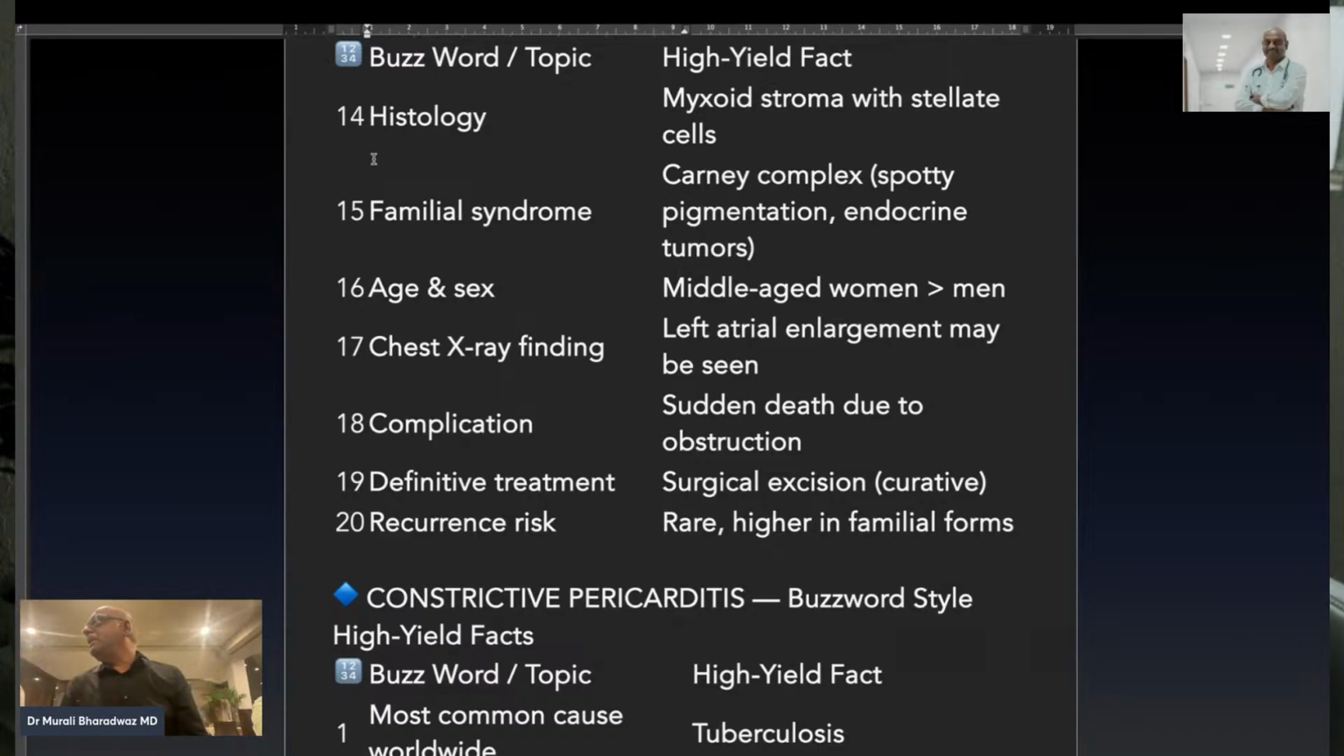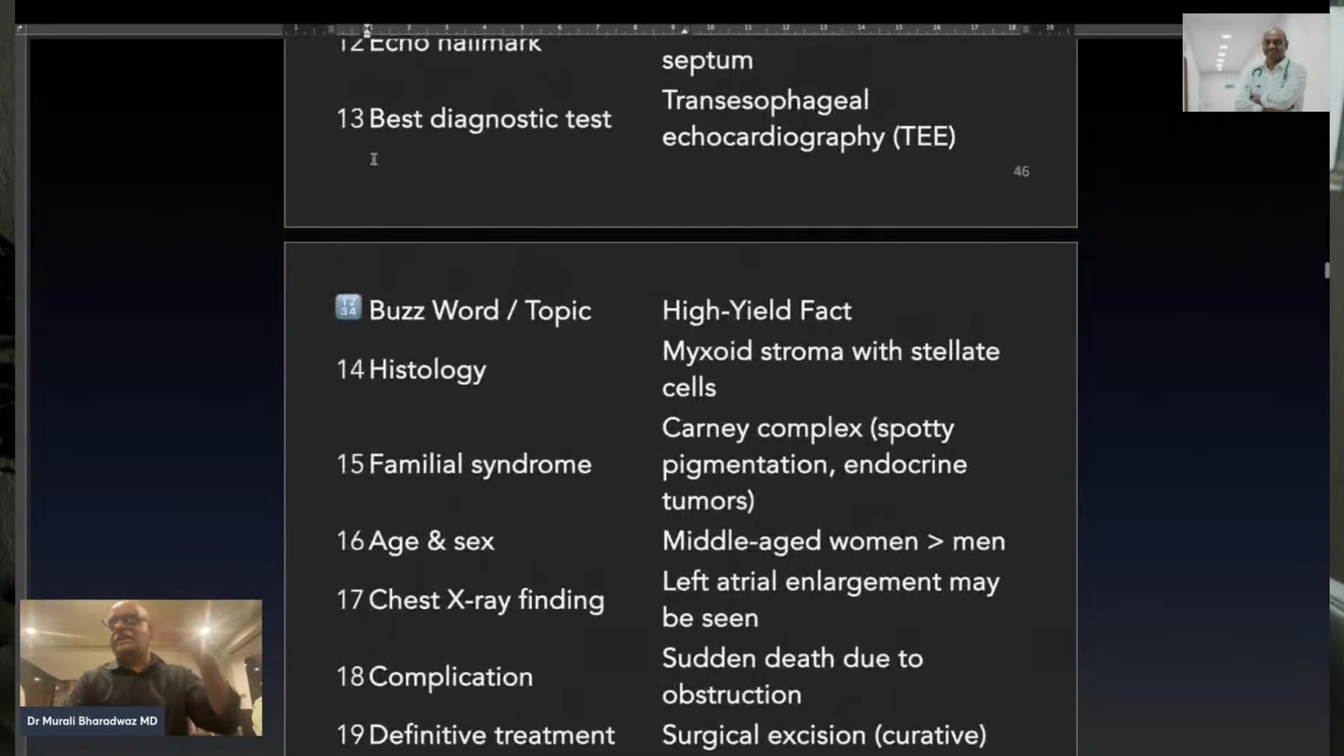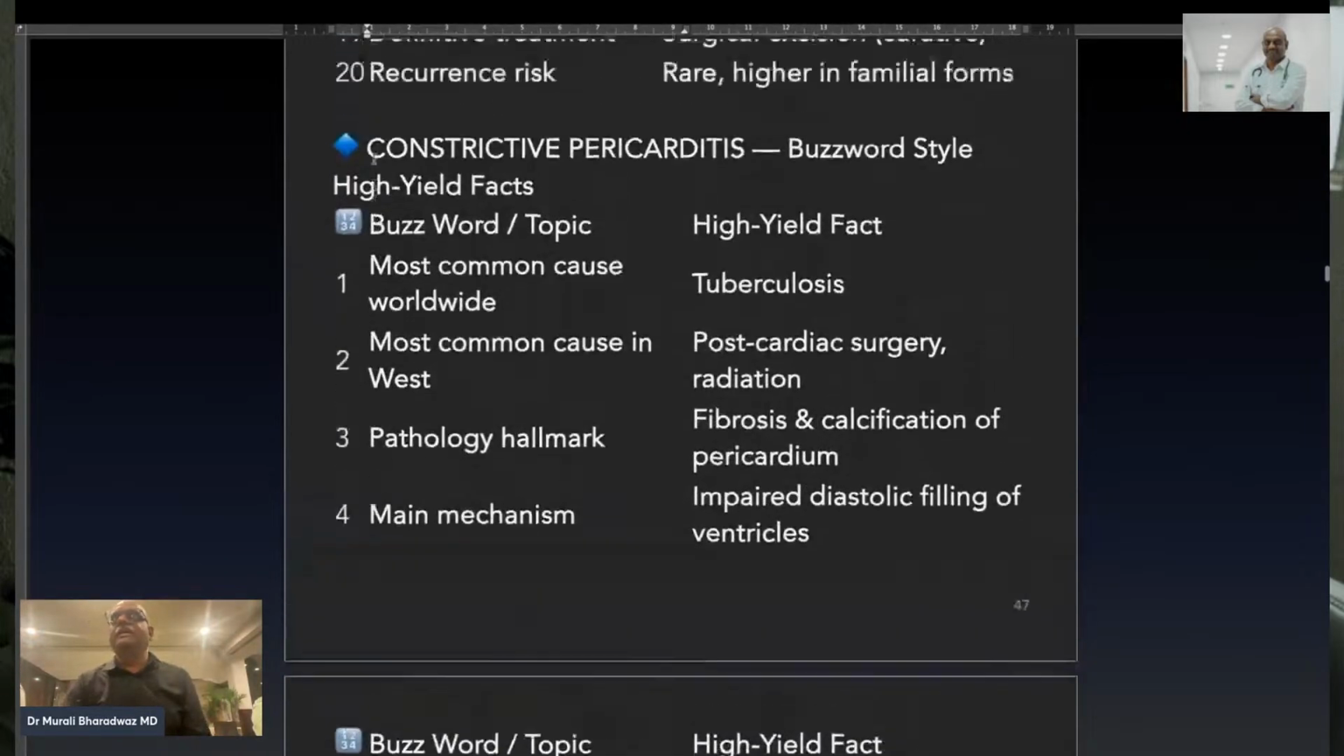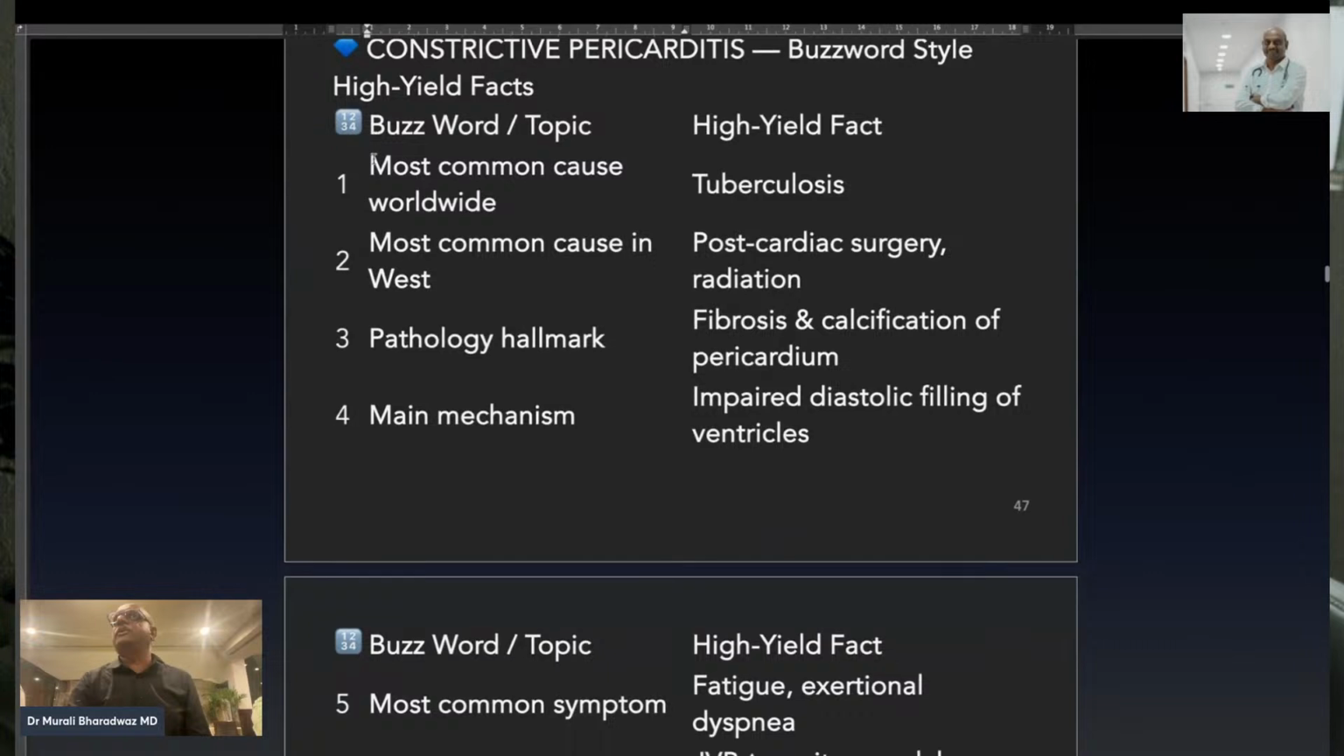Together it is called Carney complex. Typical patient is a woman, middle-aged woman, more than the prostatomegalic man. Now, what is the chest X-ray finding? Left atrial enlargement, just like MS. Then, doctor, constrictive pericarditis.